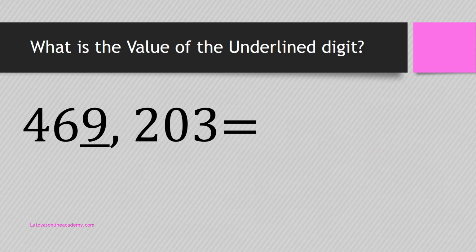What is the value of the underlying digit? The value of the underlying digit is, remember when they ask us for value, we have to write the number. The value of the underlying digit is 9,000.